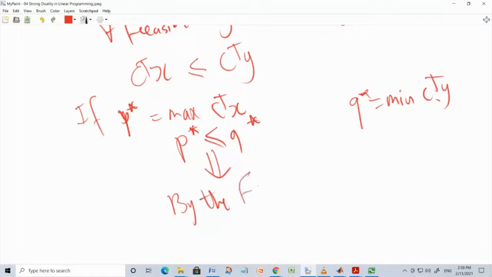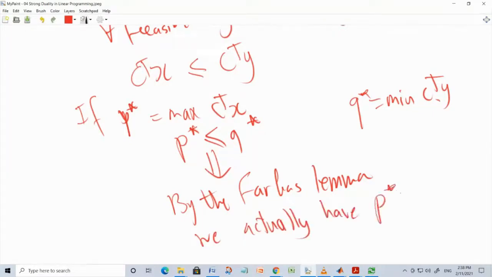By the Farkas Lemma, we actually have P star is equal to Q star. One of the things that you should know, basically in our field, you must know this strong duality in linear programs. It's something that's so fundamental to know and understand.